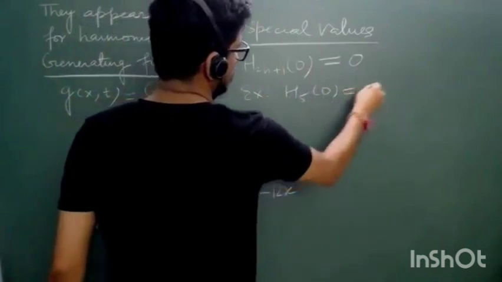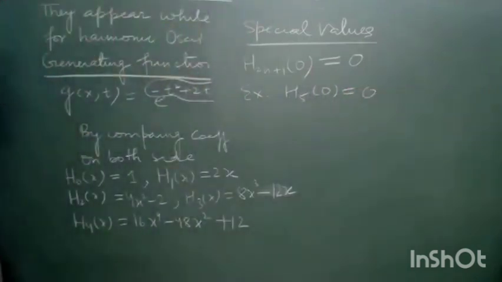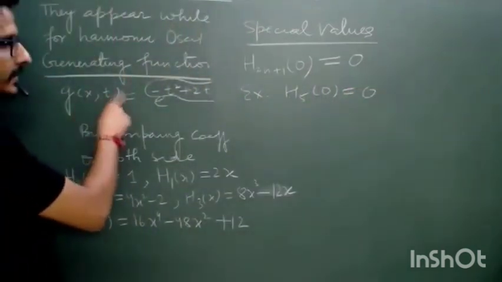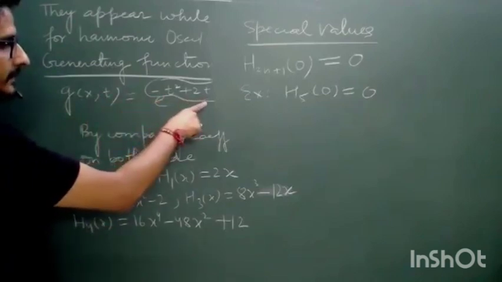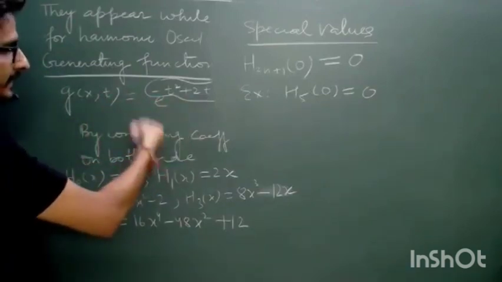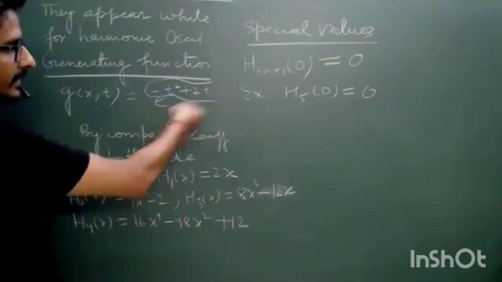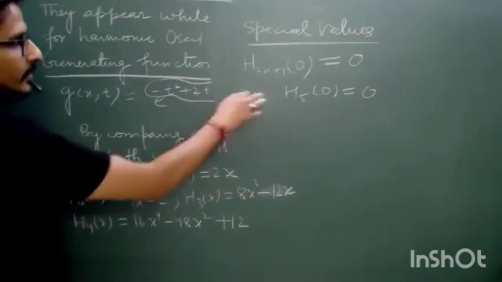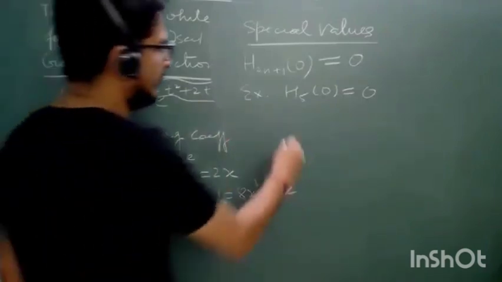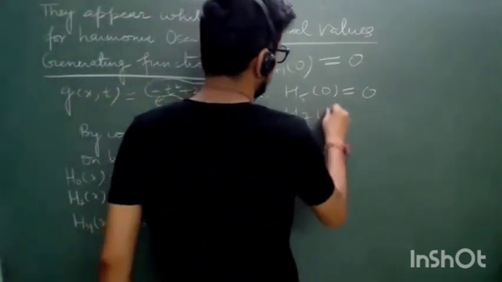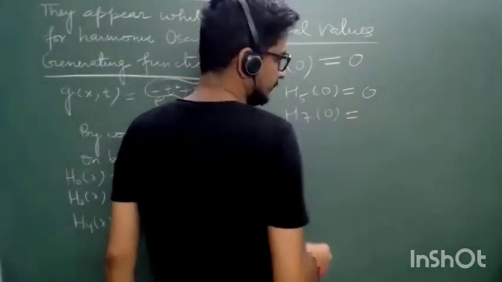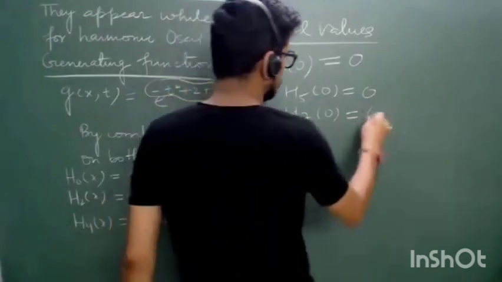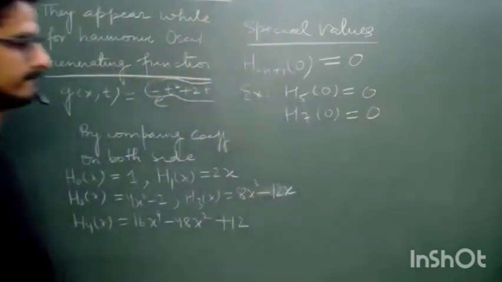What is the answer? 0. So suppose I give you a question that the generating function of a polynomial is given by this, and you will immediately recognize it is Hermite. And then they ask what is the value of s7. So you don't know what is the value of s7x, but you know the value at 0. So what will be s7 at 0? h7 at 0? 0, correct?